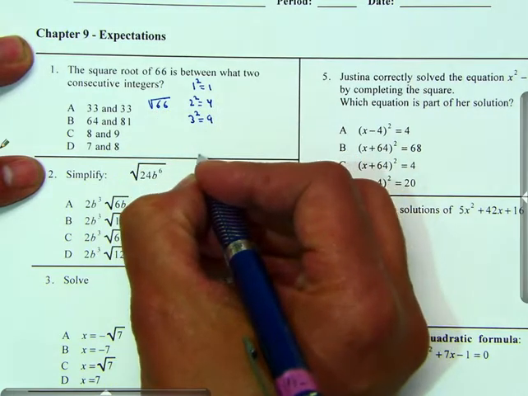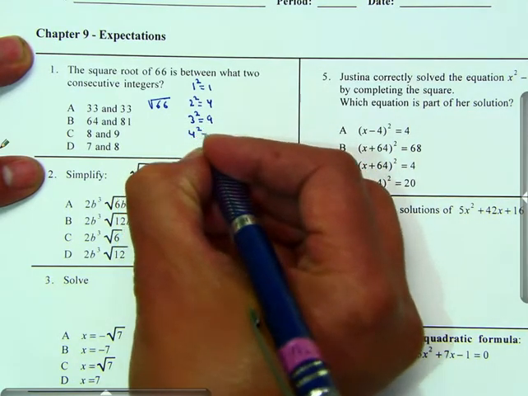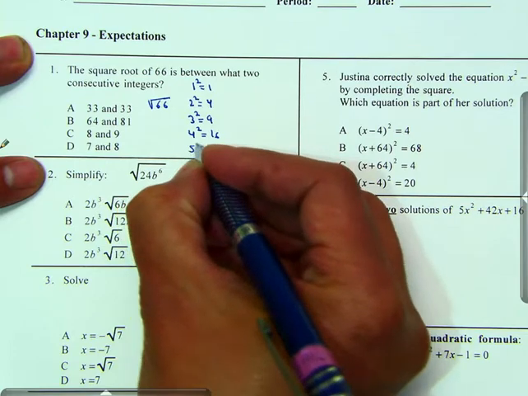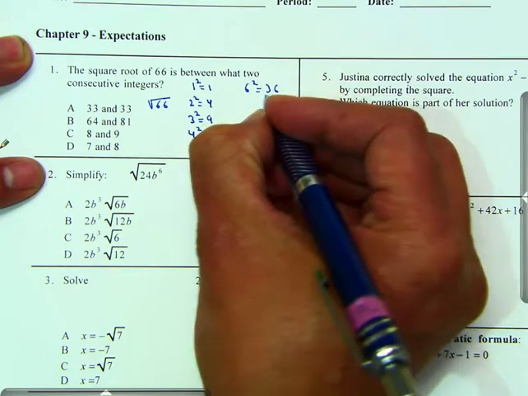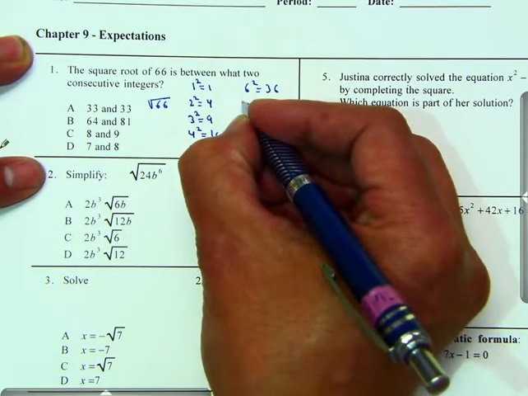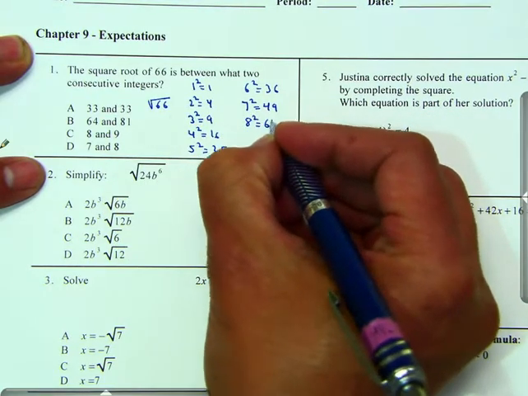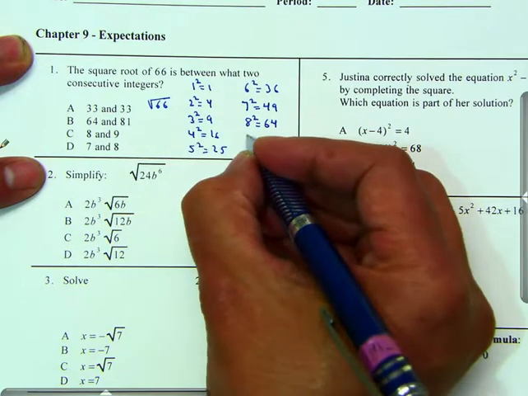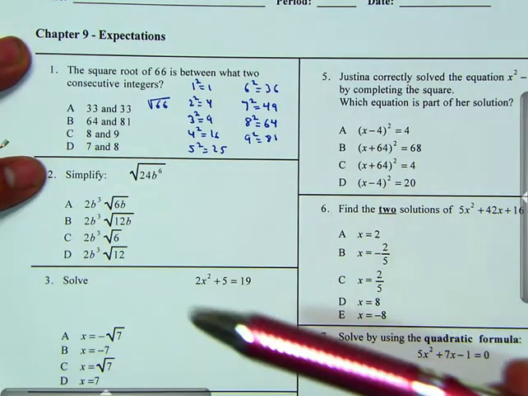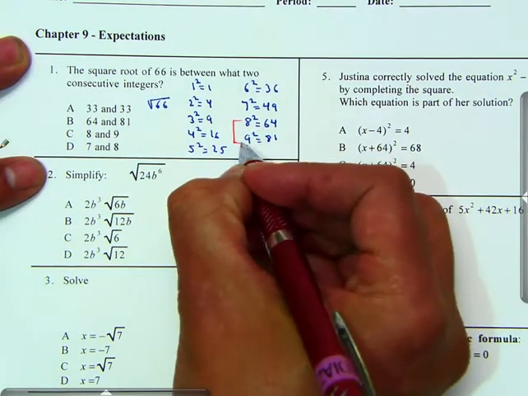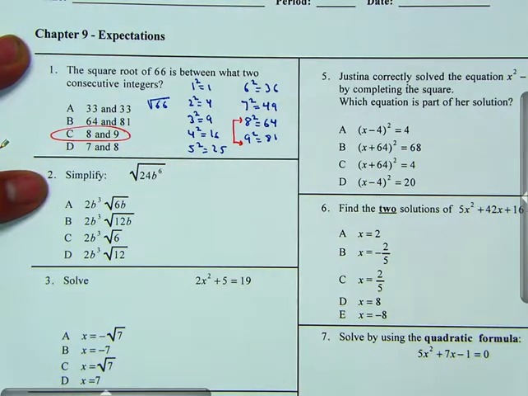So what number should I get to that will give me close to 66? Or I can continue. 4 squared is 16, too small. 5 squared is 25, too small. 6 squared is 36, too small. 7 squared is 49, too small. 8 squared is 64, almost there. 9 squared is 81, so that's too big. So therefore the square root of 66 has to be between 8 and 9. It's going to be closer to 8, so it might be 8.1. But in this case, your answer will be letter C.